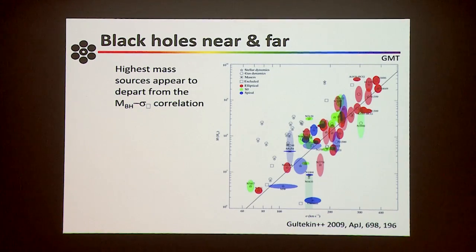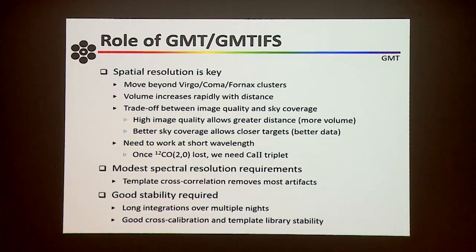Now, this may well be a selection effect, and I don't want to get into all of that, but it's intriguing to consider this possibility, and so we'd like to be able to look at many more of these objects. That means we've got to be able to look at a big volume, because we're looking at the extreme end of the massive black hole mass distribution, and that means we need to be able to do very high resolution imaging out over a very large range. So, restating what I've just said, spatial resolution is key.